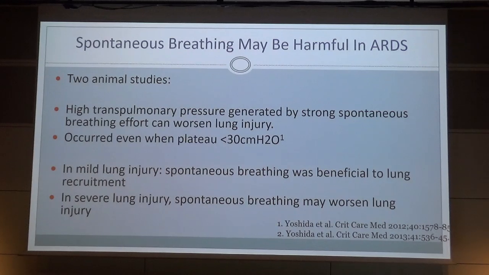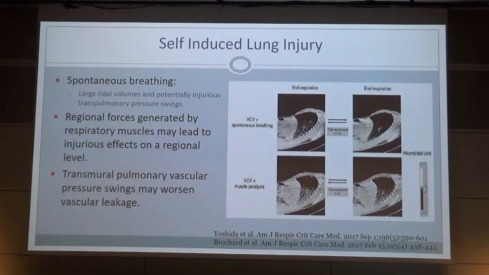And then he also looked at comparing mild versus severe lung injury and found that spontaneous breathing, while maybe beneficial in patients with mild injury, could be harmful in patients with more severe injury. And then this was repeated in humans. It doesn't look like it's transmitting quite as well as I would like, but essentially what you can see here is a patient at end expiration and inspiration who is spontaneously breathing and getting a paralytic.